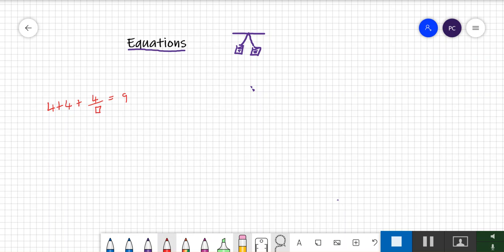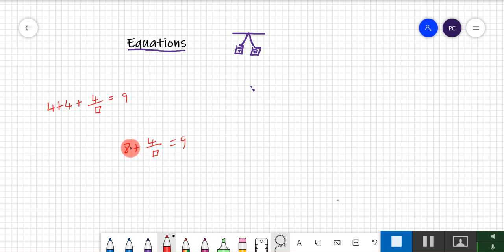Get rid of this here, and we will work through this example. Okay. So the first thing we want to do is simplify all of this. So 4 plus 4 is equal to 8. So we're saying that 8 plus 4 over the value represented by the box is equal to 9. Now what we want to do is get rid of all the numbers around this and just find out what the box is on its own.